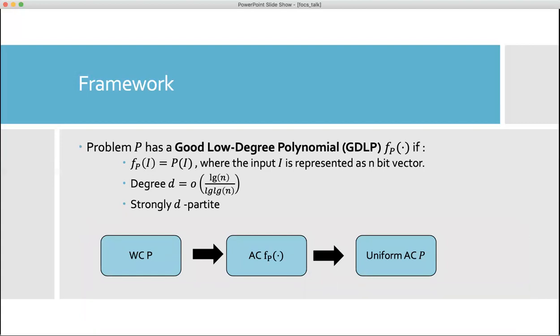To prove this theorem, we first reduce P to computing f sub P. And then we use the self-reduction lemma of Ball et al. to go from computing f sub P in the worst case to computing it on the average case. And then we use VBB's bit manipulation ideas to go to the uniform average case P.